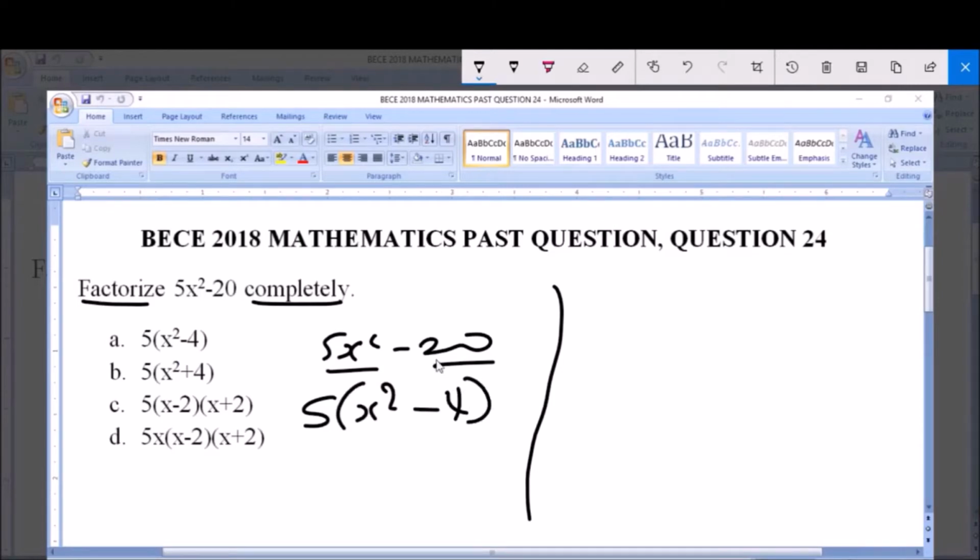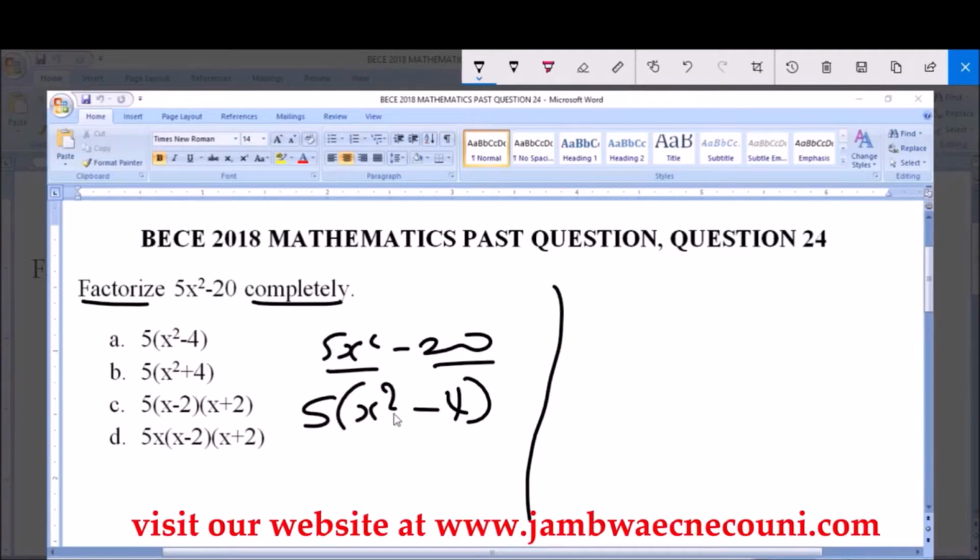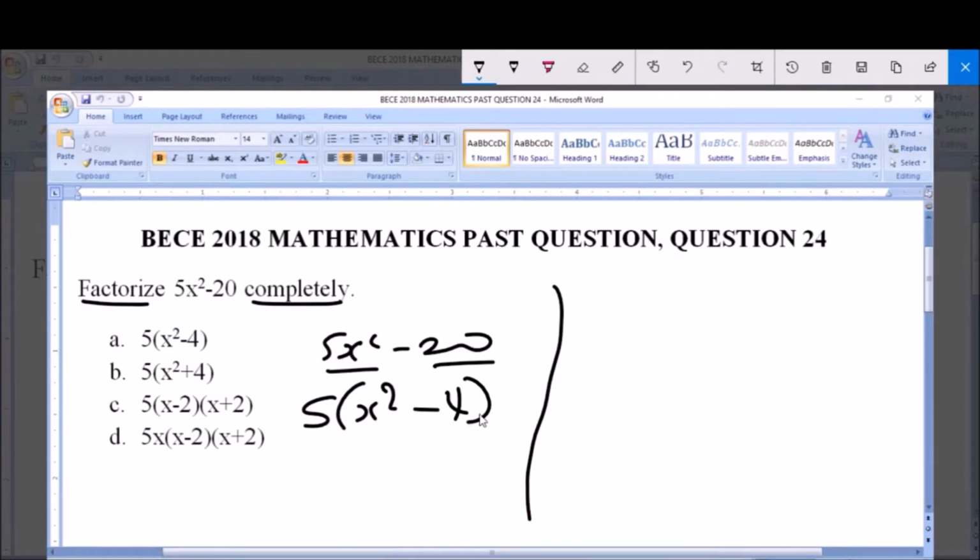Like we know, 20 divided by 5 will give us 4. 5 times minus 4 will give us minus 20. 5 times x squared will give us 5x squared. I believe you understand what I just did here. I simply factorized this. 5 will go into 5x squared, and 5 will go into minus 20 minus 4 times. So we have minus 4 here.